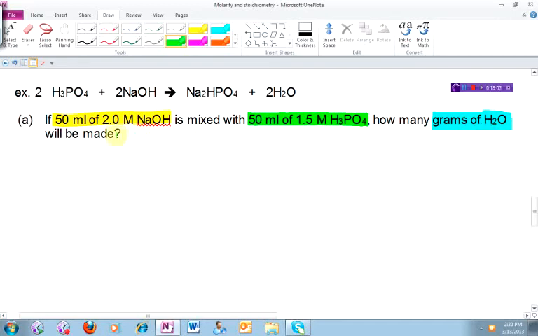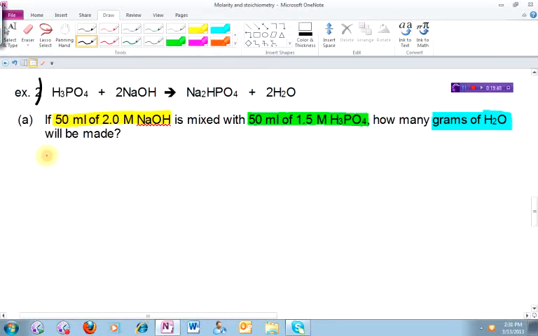Well, it doesn't say in the question, but in this type of question, you have to figure out which of the reactants is limiting. So we have to do exactly the same steps that we did in example number 1. Determine how much water is made from the sodium hydroxide, how much water is made from the phosphoric acid, and then whichever produces the least amount is the limiting reactant, and the limiting reactant will determine the number of grams of water that's produced.